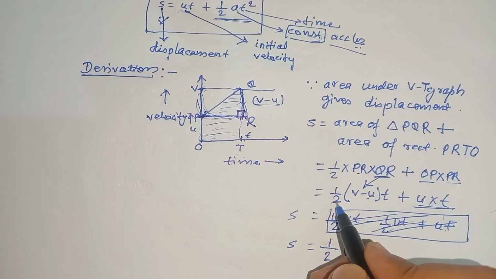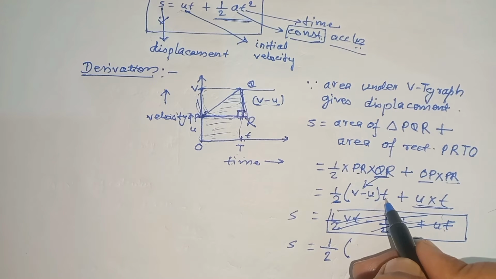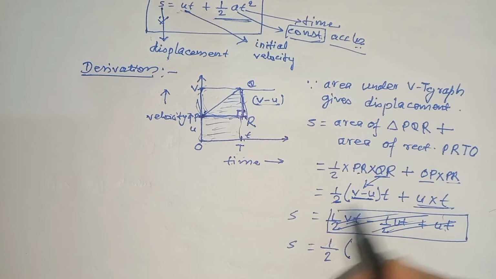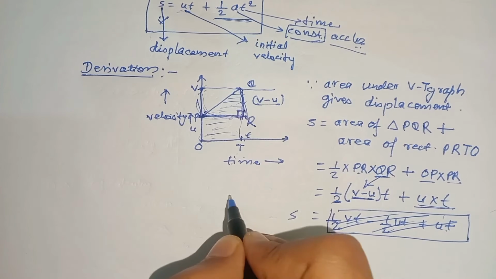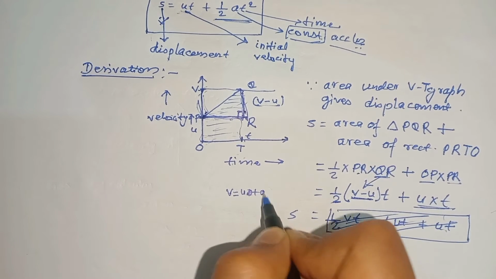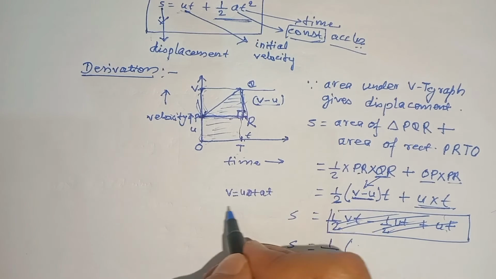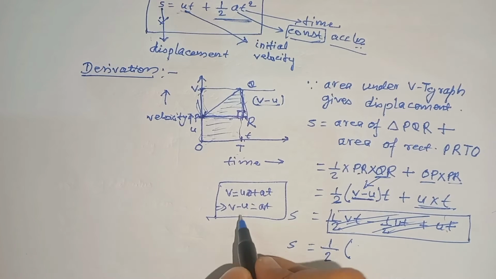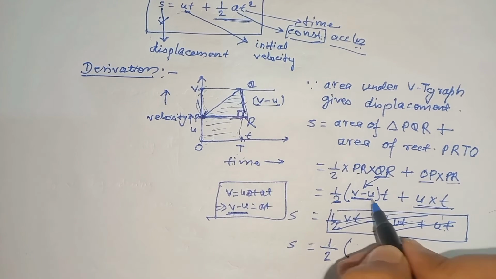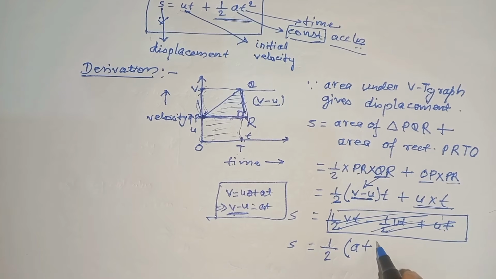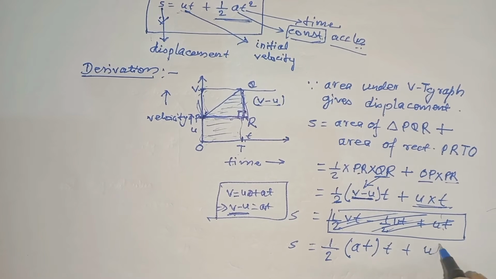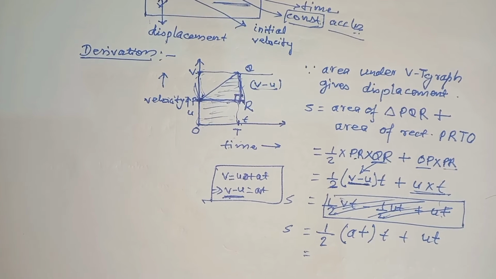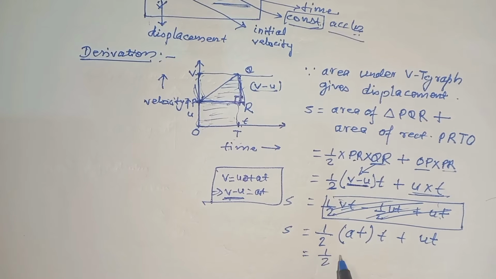We have already got half and one T, then V minus U we have to get as AT. From the first equation of motion, V equals U plus AT, so V minus U can be written as AT. Putting V minus U equals AT here, this becomes half AT into T plus UT. So there is no need of this expansion and making it more complex. This is simply half AT square plus UT.